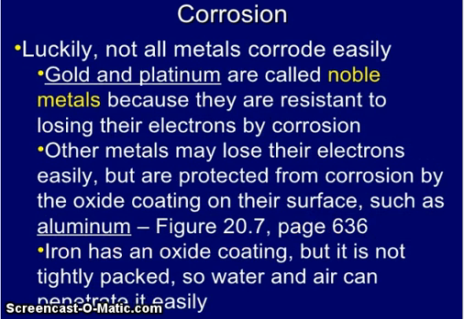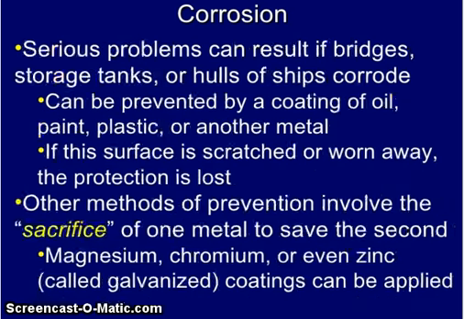Luckily, not all metals corrode easily. Gold and platinum are called noble metals because they are resistant to losing their electrons by corrosion. Other metals may lose their electrons easily but are protected from corrosion by the oxide coating on their surface. Iron has an oxide coating but it is not tightly packed, so water and air can penetrate it easily.